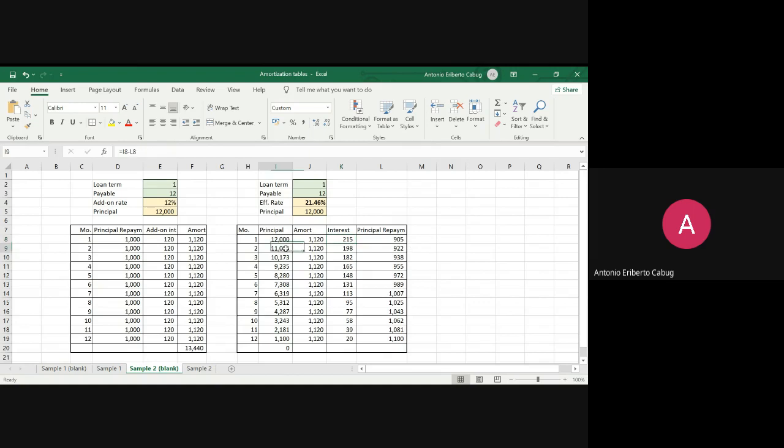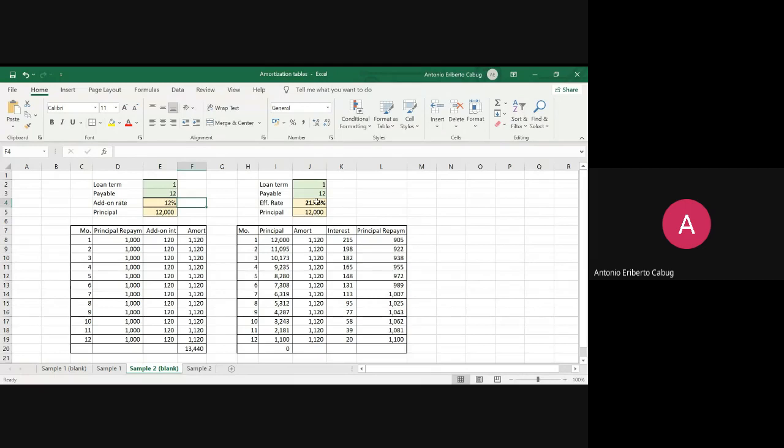12,000 minus 905 is 11,095. Yung amortization mo, ito, 1,120 ulit. So, sinasabi ng bangko, ito daw yung interest mo. Pero yung totoong interest mo talaga, ito, 21.46%. Okay? So, to simplify, we will just use 1 year tapos monthly yung payment. Okay? So, yun lang naman.